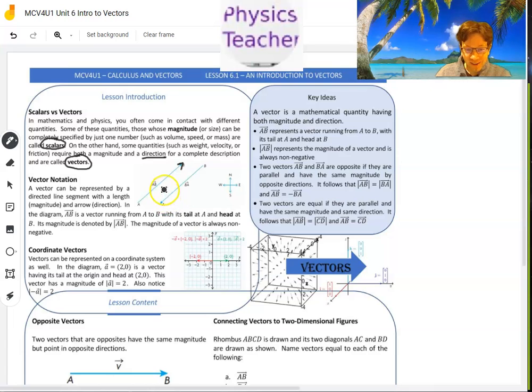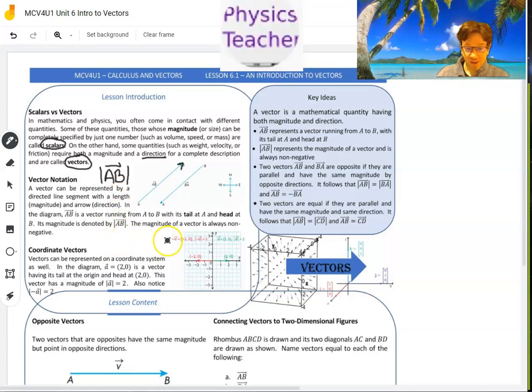Okay. If we're to write a vector, we use this notation here. I'll just write it big. So if you have some sort of line and you want to indicate it's a vector, you just put an arrow on top of it. If you just want to talk about the vector's magnitude, then you put absolute values around it. So this here says the magnitude of the vector AB.